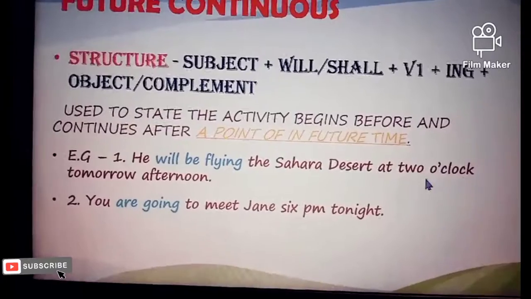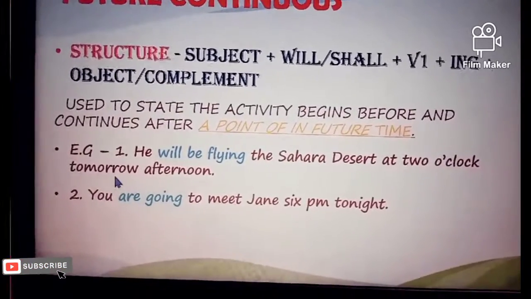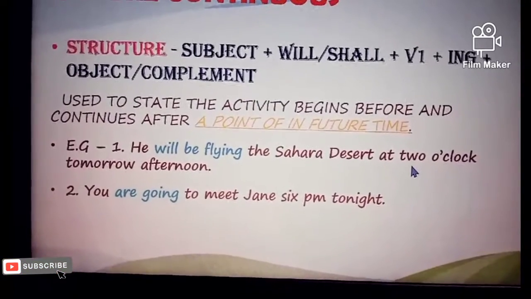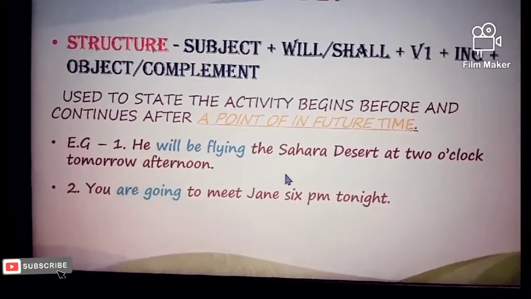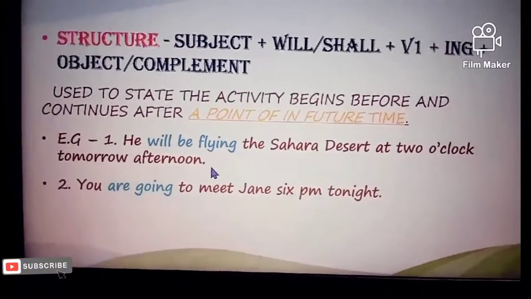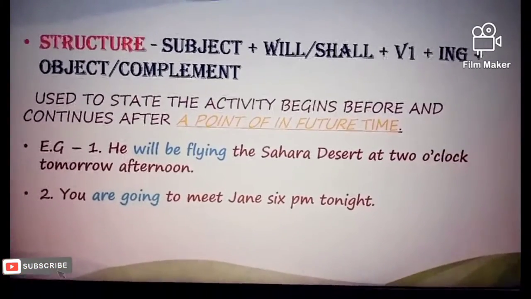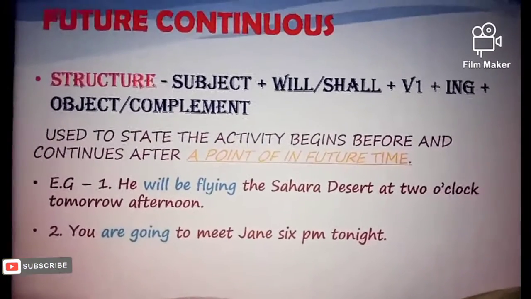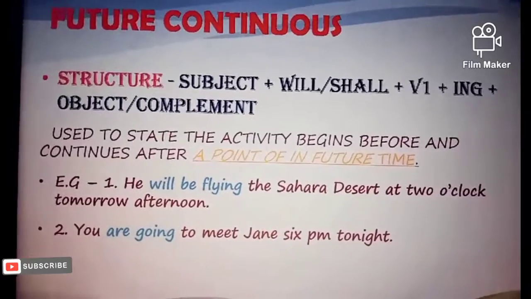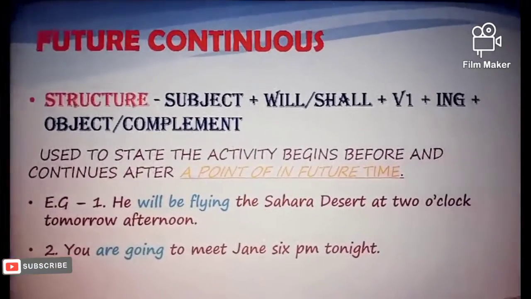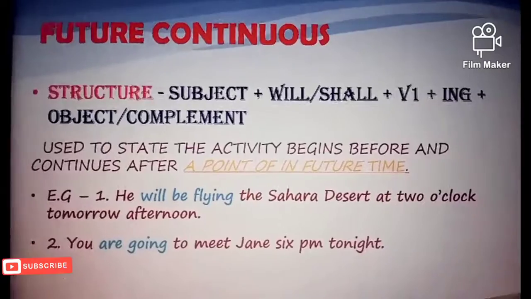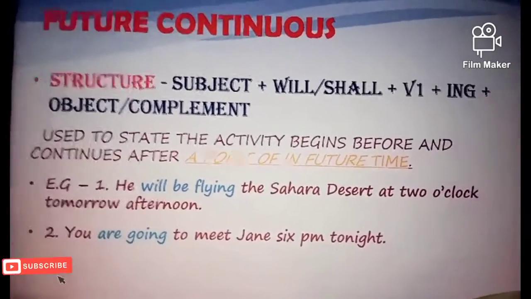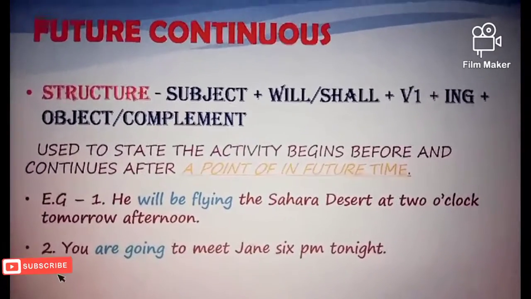This means that tomorrow, that is future tense, and by 2 o'clock he will be flying over the Sahara Desert. Before 2 o'clock his action will begin. Even after 2 o'clock his action will be continuing. So this demarcates that the action will begin before some time and continue after some time in the future. That is the proper use of future continuous.